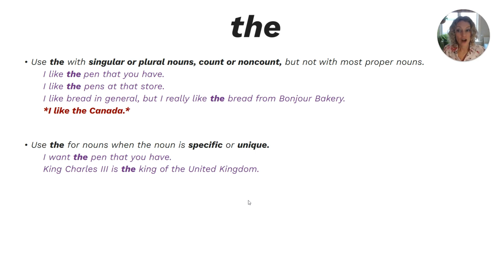Use the for nouns when the noun is specific or unique. So, for example, I want the pen that you have. So that's a specific pen, not just any pen, but the one that you have. Or King Charles III is the King of the United Kingdom. So not just any king, the specific king of the United Kingdom.